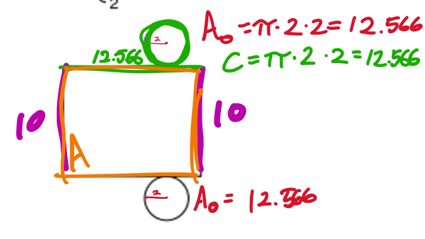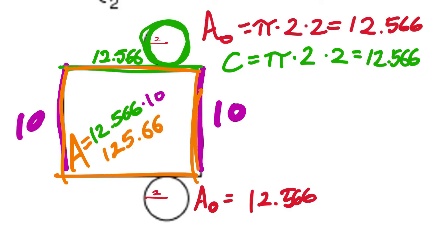So if I wanted the area of the full lateral area, the area of this rectangle is the 12.566 multiplied by the 10, which is 125.66. And again, that's in square units. So that's our lateral area right there. In fact, I can put LA right there, for lateral area.